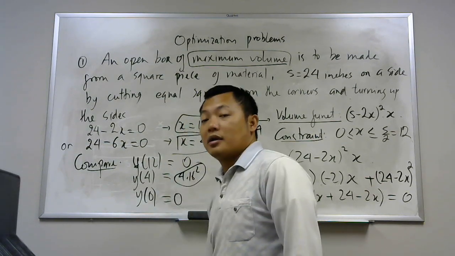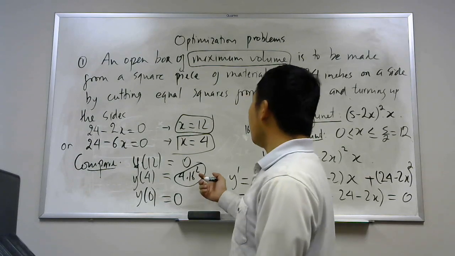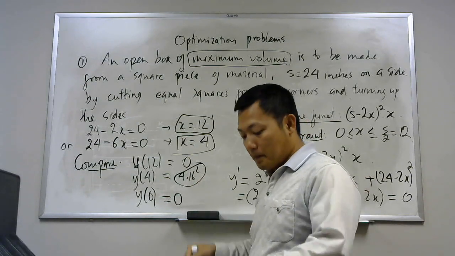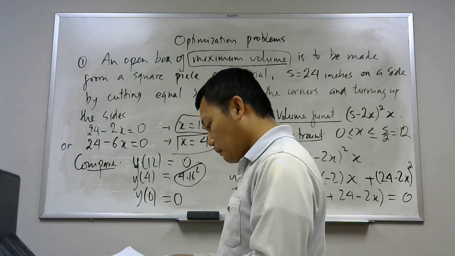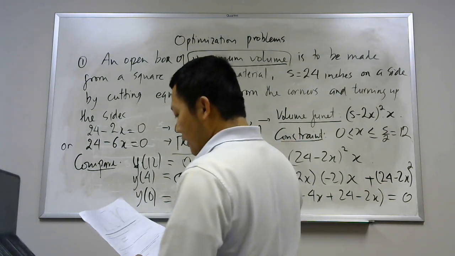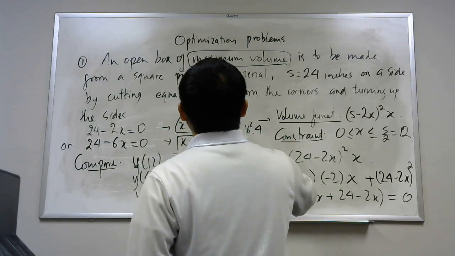You can use a calculator to find that number, okay? So that is our answer. The maximum volume of this is 4 times 16 squared. All right, let's move to the next optimization problem.